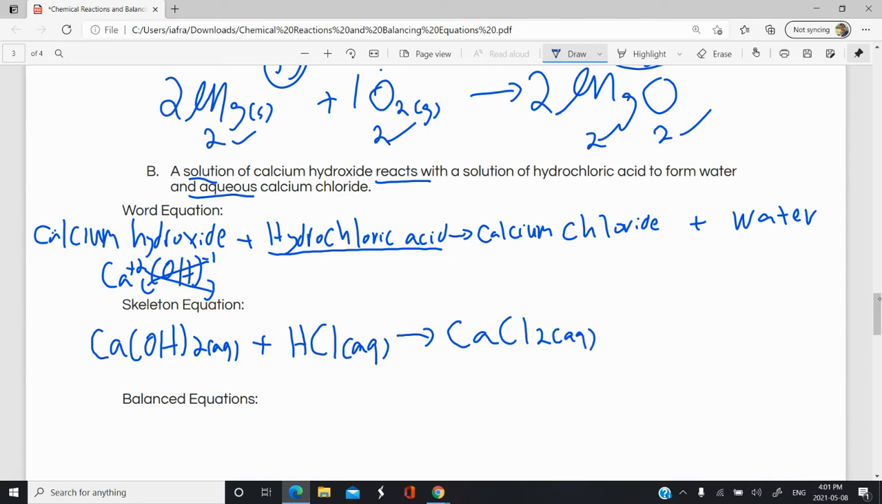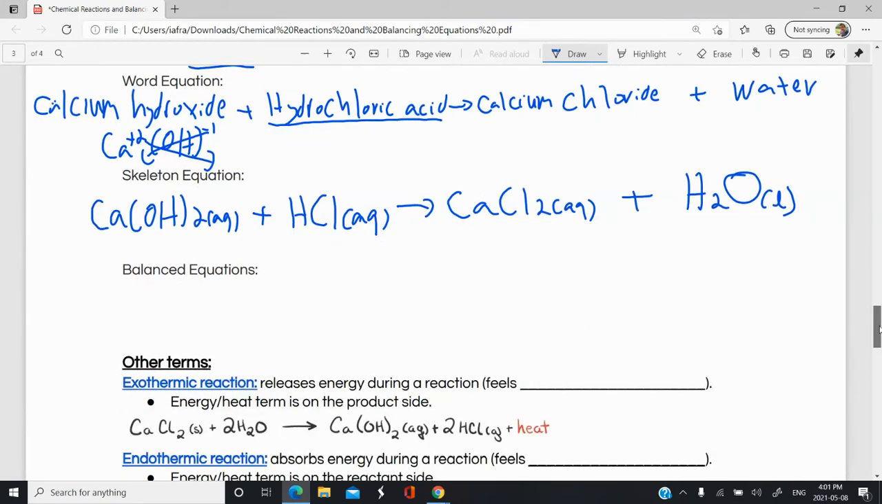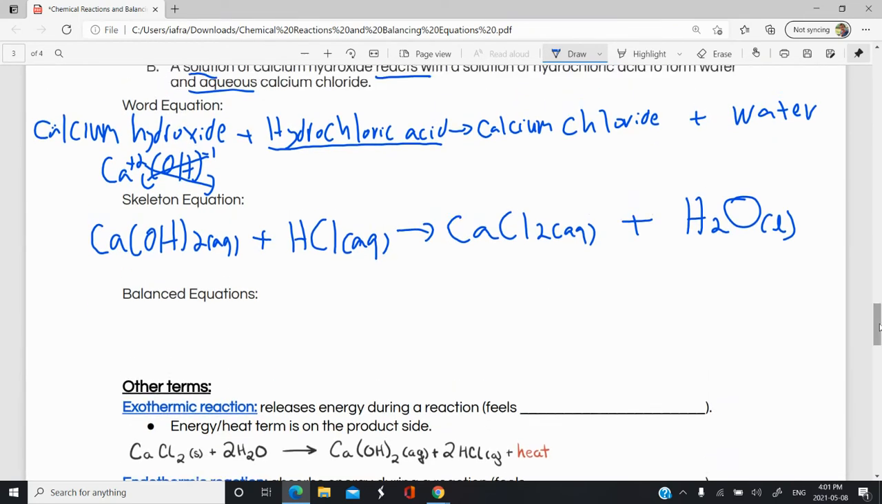Remember, if this is a solution, our water is not going to be a gas, it's going to be generally a liquid in that case. And usually we see that water would be a gas if it's a combustion reaction, but in this case it's a liquid. So that's our skeleton equation. Now we have to write a balanced equation that follows the law of conservation of mass.